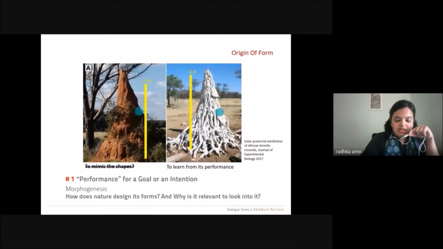The first learning I want to stress on is the form-performance relationship. All natural successful forms achieve a particular performance. We can call it a design goal or an intention that can be numerically measured. In this example, the termite mound achieves natural ventilation with the use of change in ambient temperature.